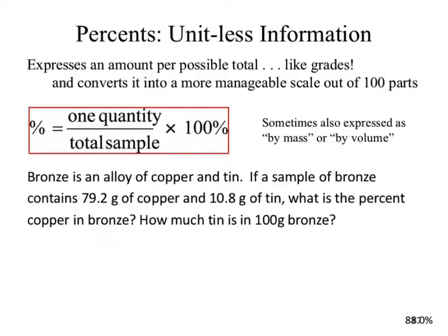Okay, let's see if I did a good question here. Okay, so we've got a question here. Bronze is an alloy of copper and tin, which is going to be relevant for the question. If a sample of bronze contains 79.2 grams of copper and 10.8 grams of tin, what is the percent copper in the bronze? Okay, so that's our first question. Percent copper. Am I asking for mass or volume? Does it say? No.